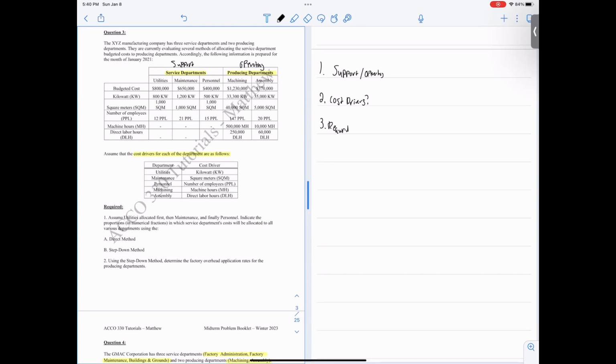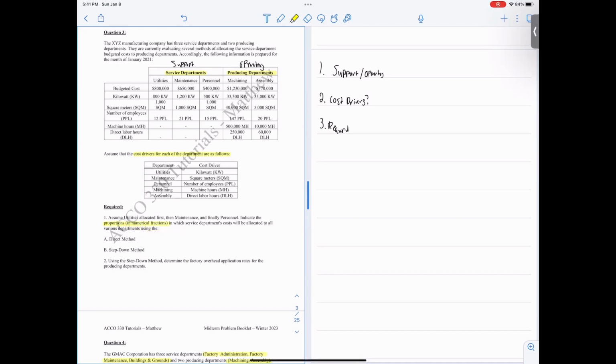Indicate the proportions in numerical fractions, this is the key phrase here, in which service department costs will be allocated to various departments using A, the direct method, and B, the step-down method. So basically it's asking you to do the direct method and then the step-down method. We only want to see the proportions in numerical fractions.